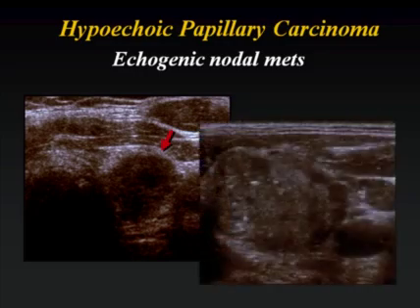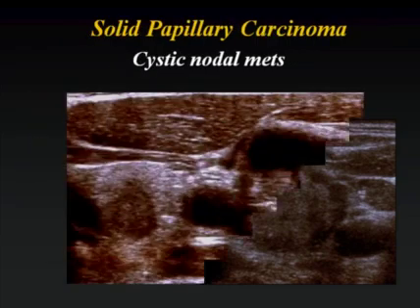But the lymph node is markedly different than the primary tumor. Notice that the lymph node is now echogenic, and despite the fact that no microcalcifications were seen in the primary tumor, it's just loaded with microcalcifications. So don't require that the neck nodes look the same as the primary.